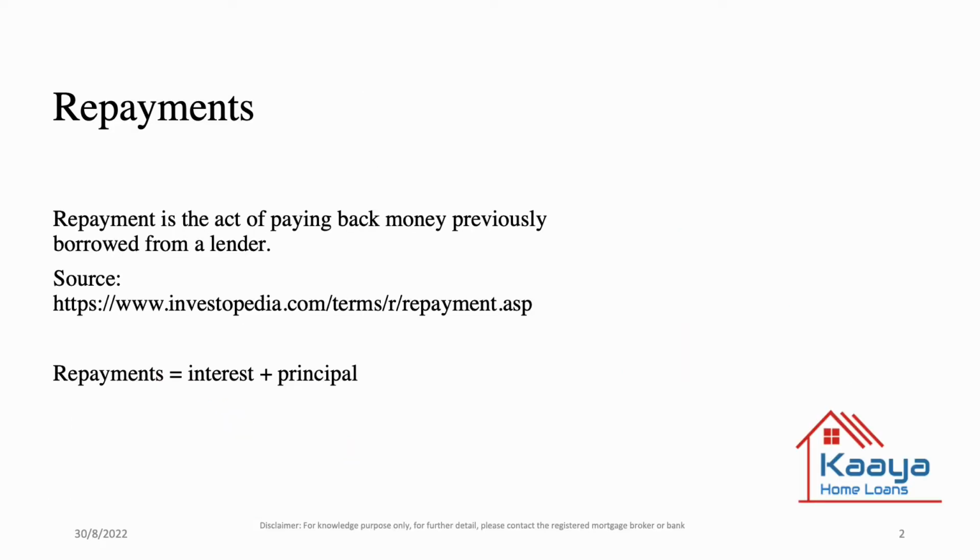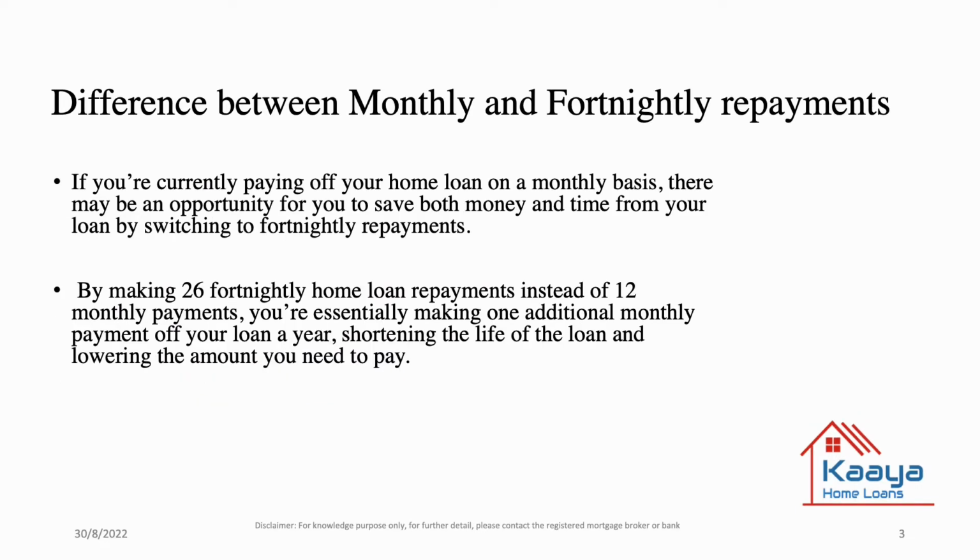What is repayments? Repayment is the act of paying back money previously borrowed from the lender. For example, when you're buying a house or a car, and if you take a loan from the bank, then you have to make a payment in installments. You have to pay back in installments to the bank. So repayment comprises interest and principal. The interest you pay is income for the bank, and the principal that you pay will get reduced from the loan amount that you have taken from the bank.